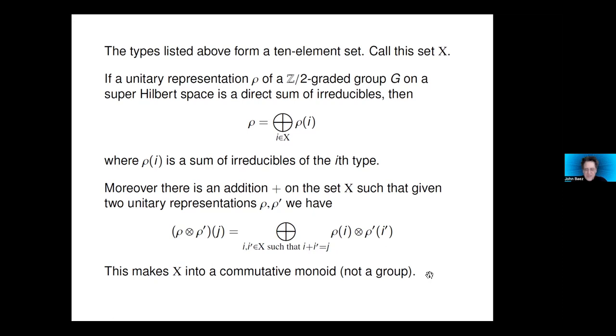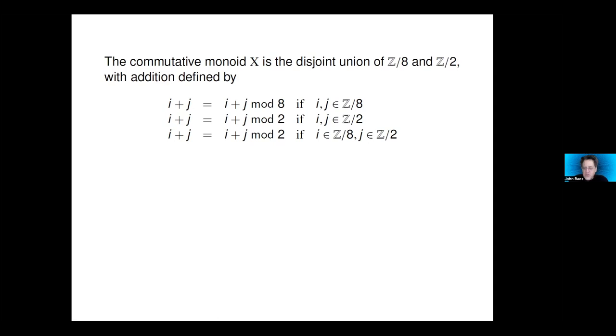So what is it? Well, it's the disjoint union of the group Z mod 8, which has 8 elements, and the group Z mod 2, which has 2 elements. How in the heck do you add an element in Z mod 8 and an element in Z mod 2? Well, for starters, if you have 2 elements that are both in Z mod 8 or both in Z mod 2, you add them the usual way. You just do addition mod 8 and addition mod 2. So the weird part is adding a guy in Z mod 8 with a guy in Z mod 2. So then what you do is you add them, but then you do it mod 2.